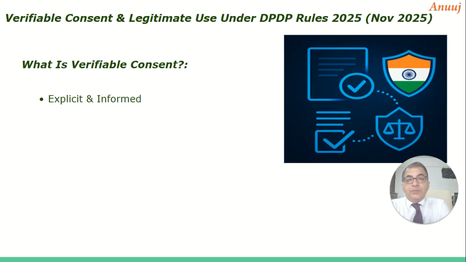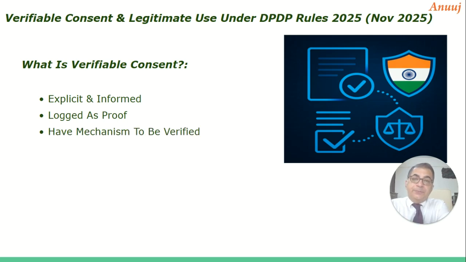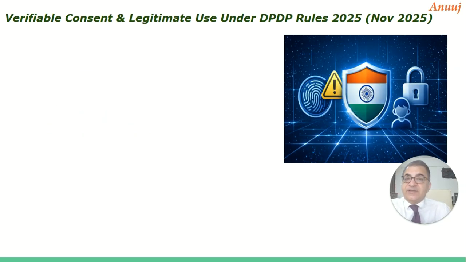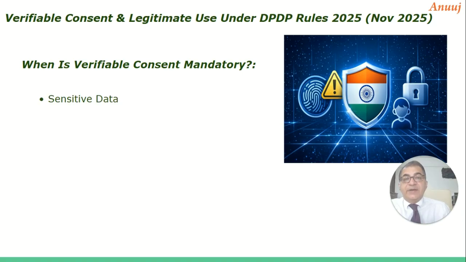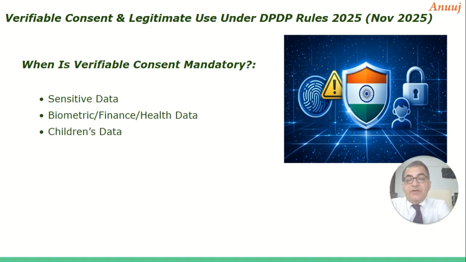So consent should be explicit. It should be well informed to the person whose personal information is given and should be logged as a proof that he has given me the permission to process. But there has to be a mechanism where you need to verify that the consent was properly given. There are special cases, for example, minors. There are special cases, for example, disabled, right? So it is mandatory when you have sensitive data, when you have biometric, finance, healthcare kind of data.